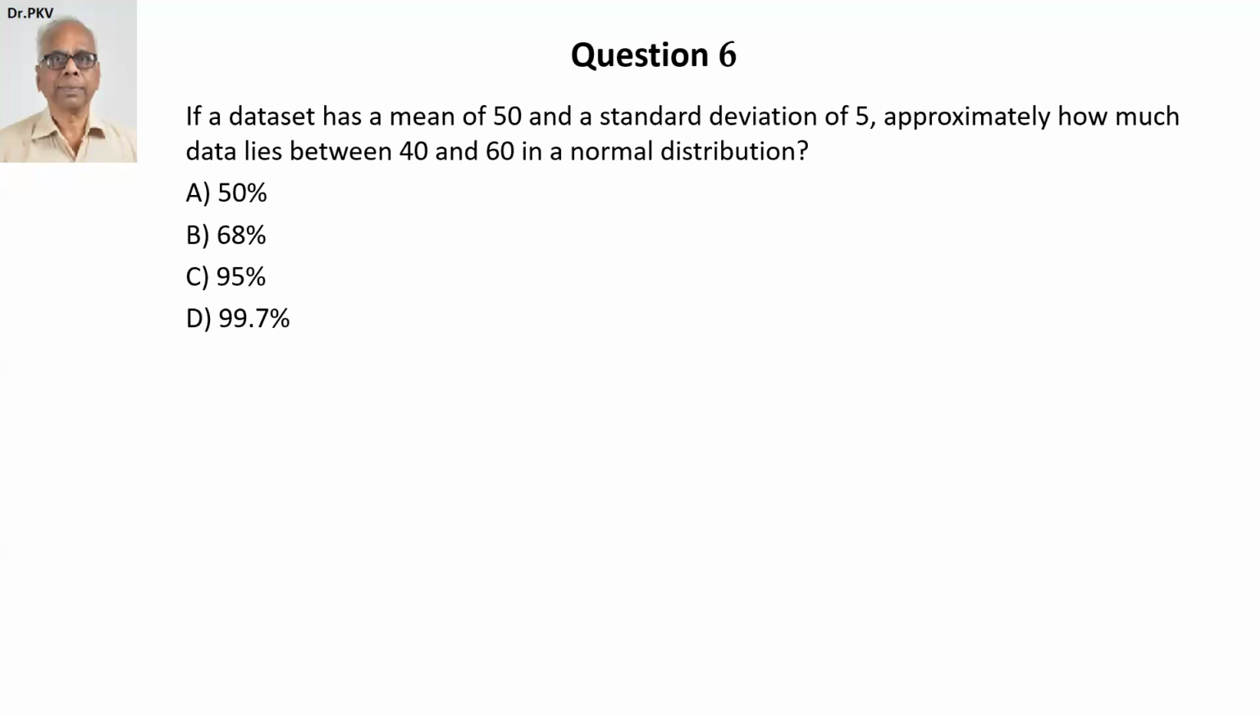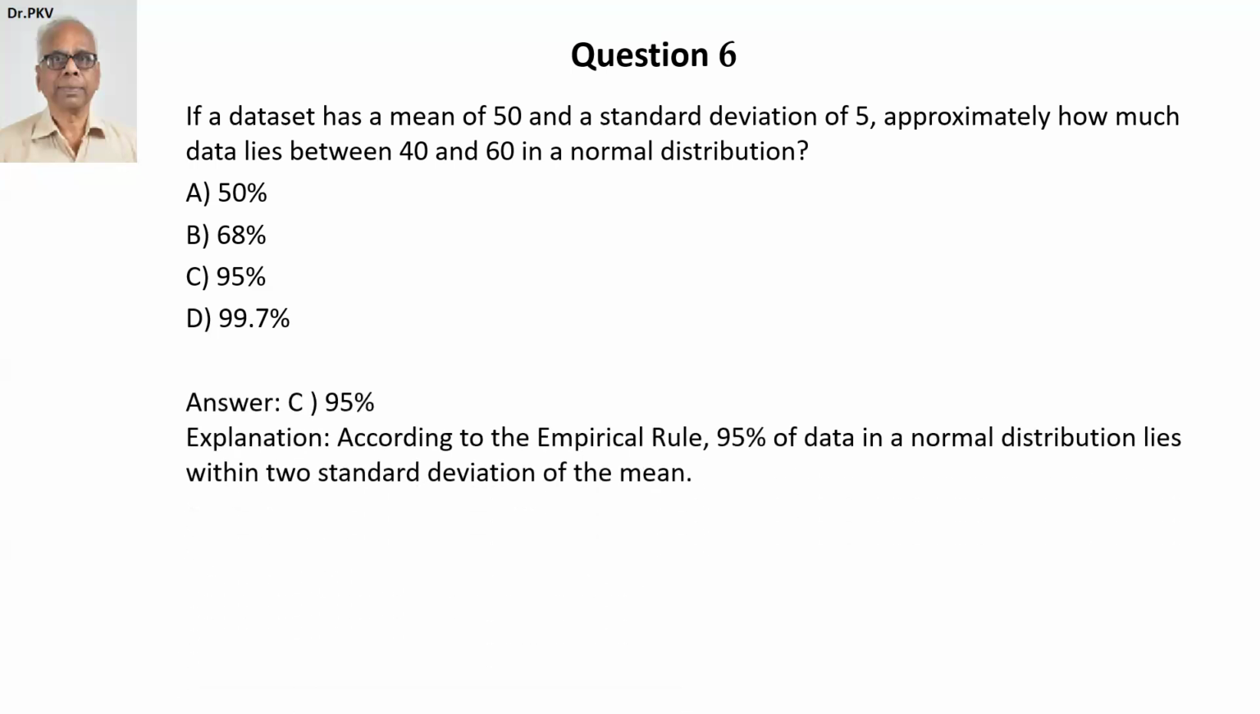Now recollect your knowledge on the empirical rule applied to a data set which looks approximately like a normal curve in shape. Then you apply the empirical rule and answer the question. So let me flash the answer. The answer is C, 95%.